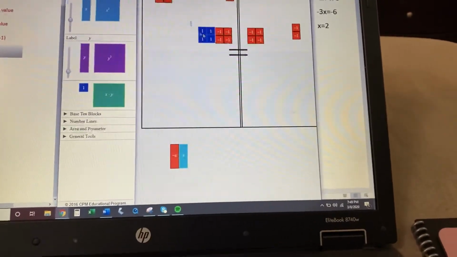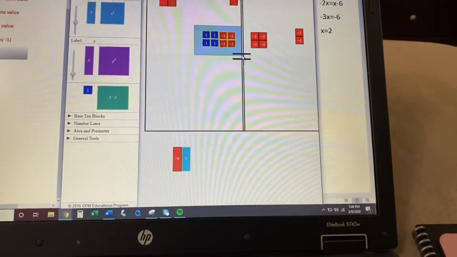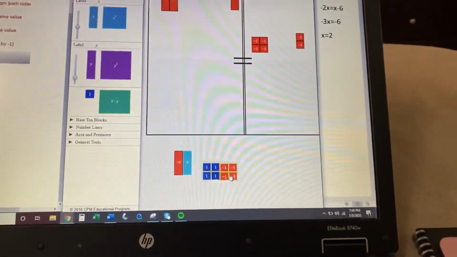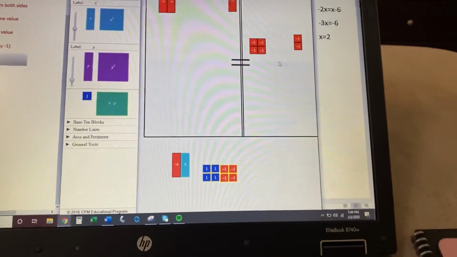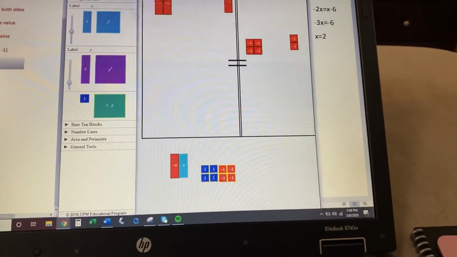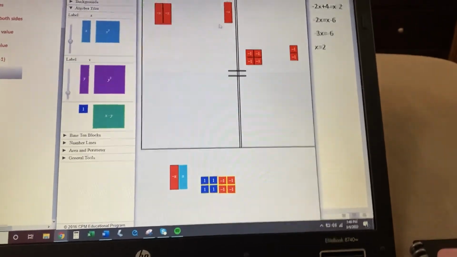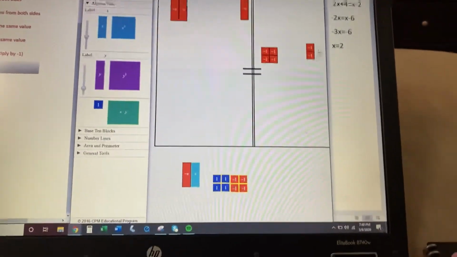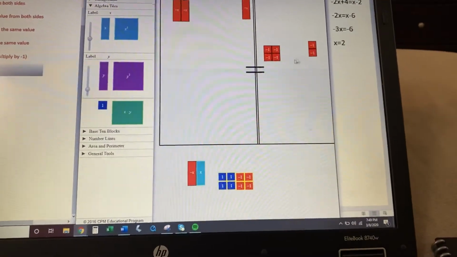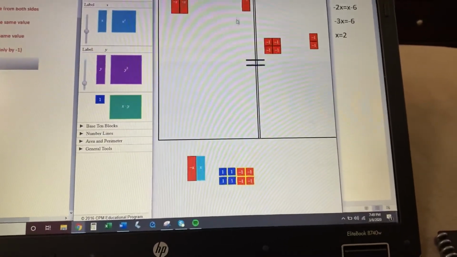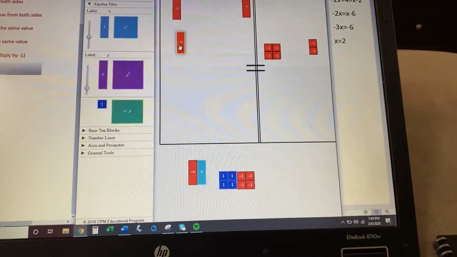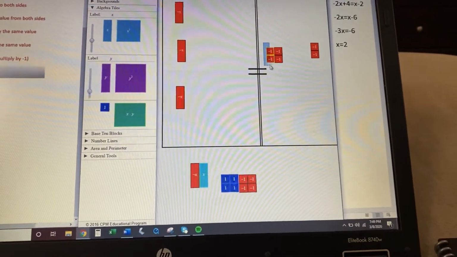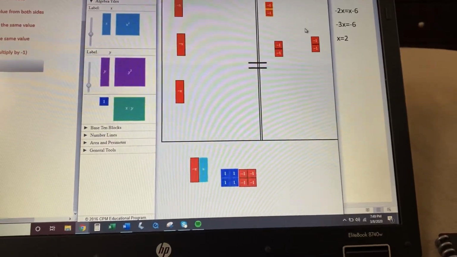So now these 4 cancel each other out. We've got 4 positive ones and then 4 negative ones. So they cancel each other out, and we bring them down here because we don't need them anymore. So then we have negative 3x is equal to negative 6. Well, we can easily divide that. So we're going to split these up, because these divide up nice and evenly.